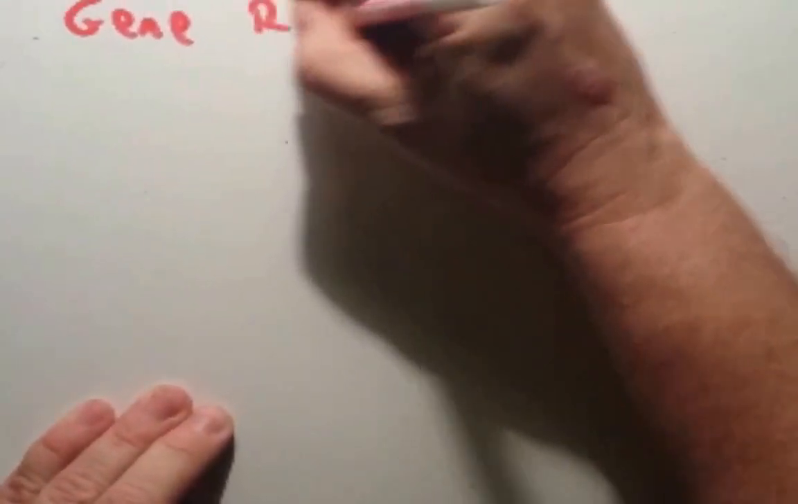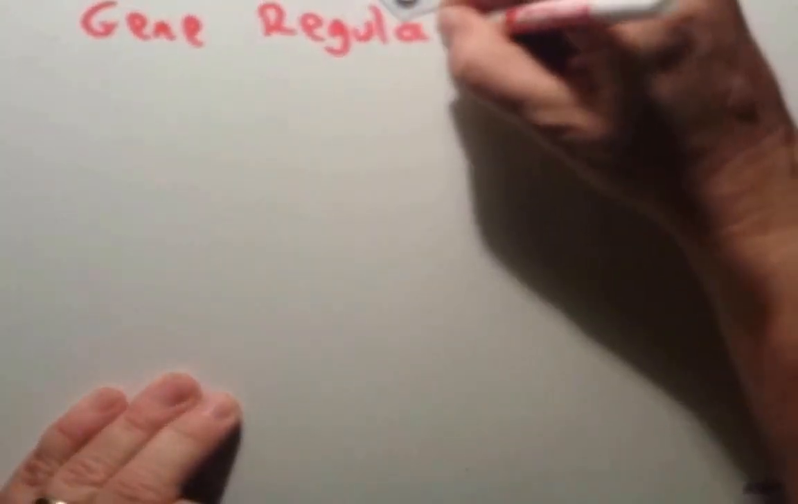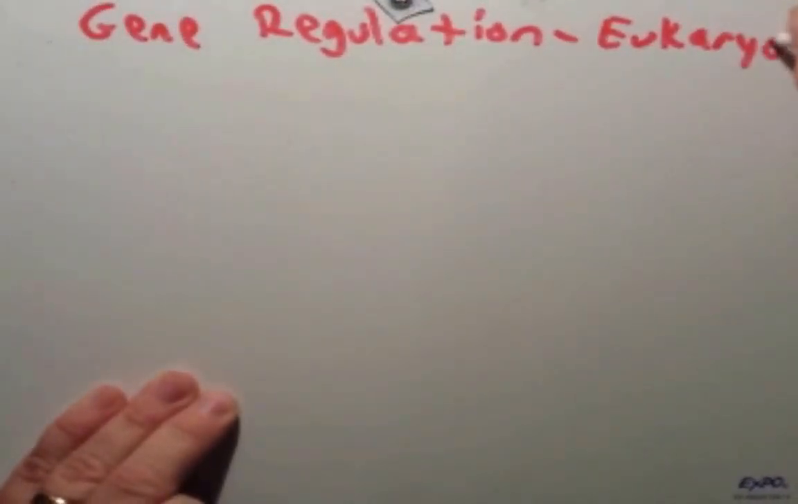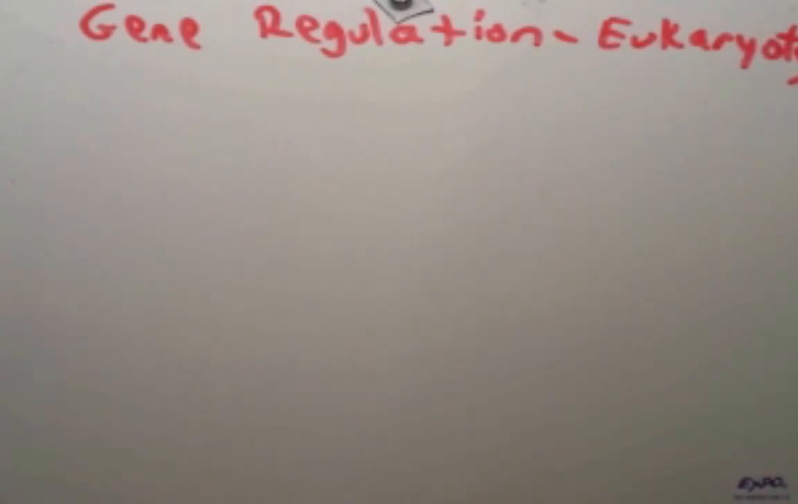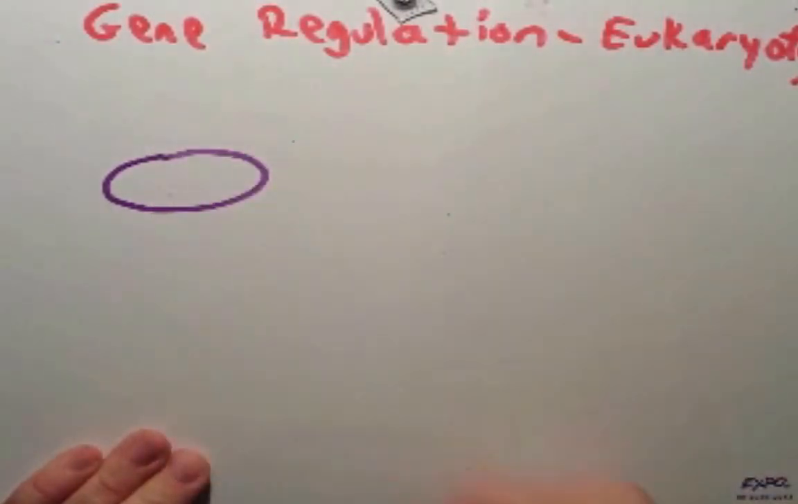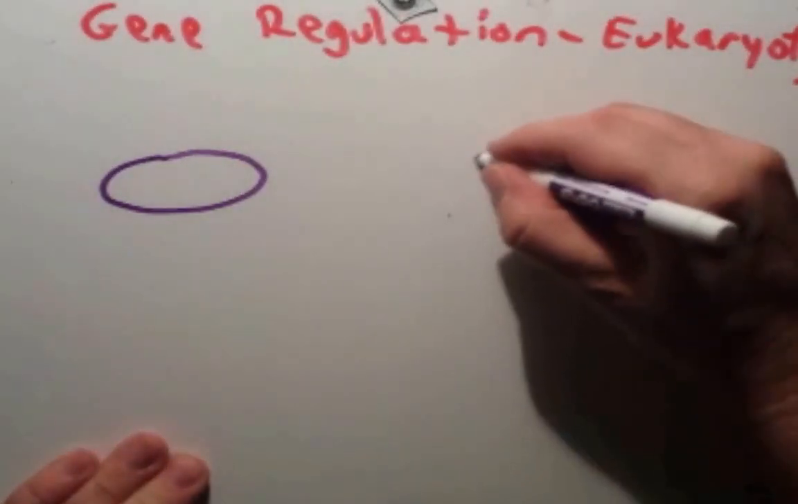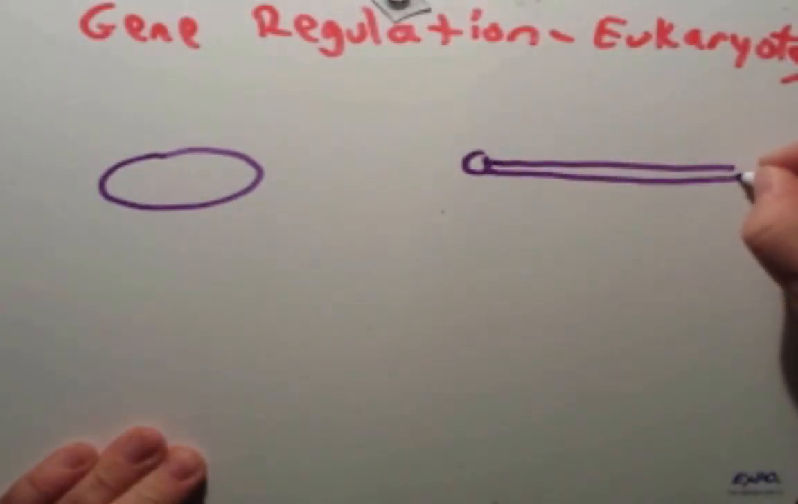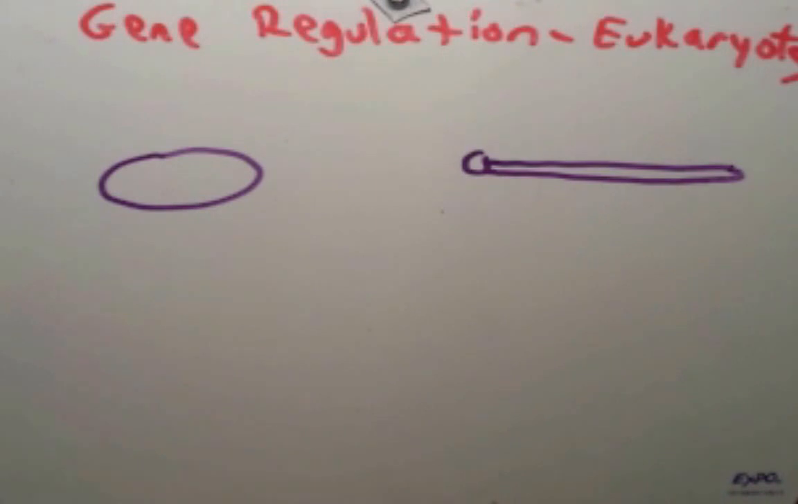So let's write gene regulation up here in eukaryotes. And it's important to remember, we've said this before, but it's worth saying again, that you may have a pancreatic cell here, you may have a neuron cell here, with the long axon here. Each of these cells contains a nucleus. Each of these cells contains the same 23,000 genes that are present in humans.